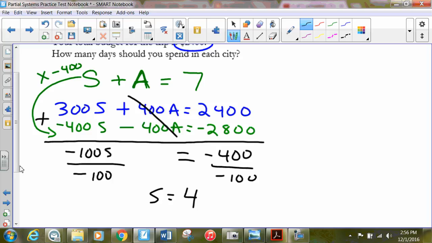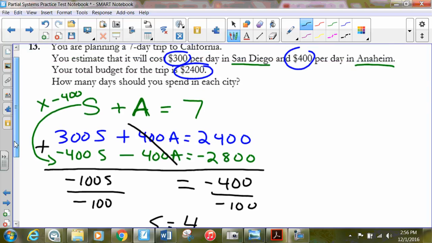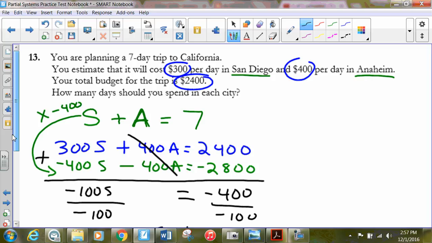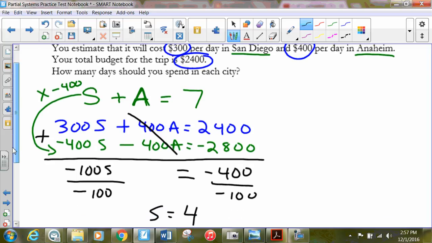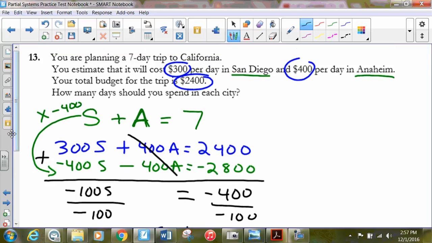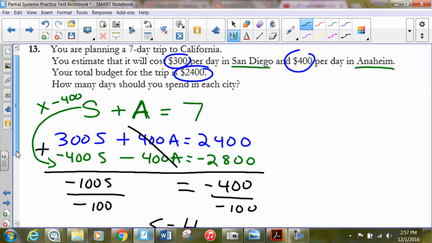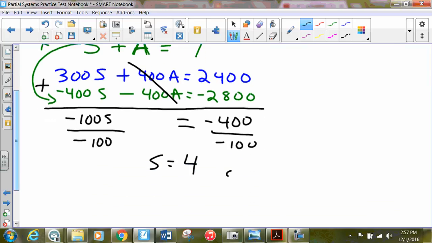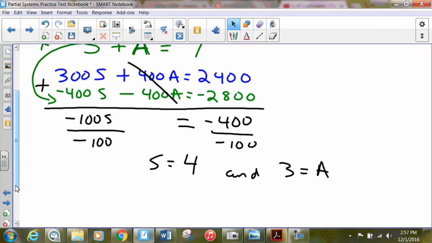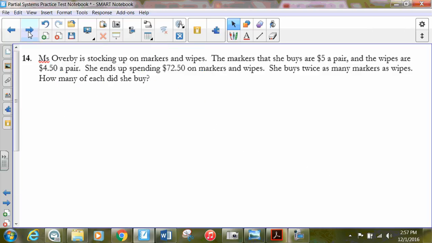What does S equal? S equals the number of days that we're going to be spending in San Diego. 4 days in San Diego. Since it's a 7-day trip, I know that we'll be spending 3 days in Anaheim. I could say A equals 3, either way. Since together, I'm spending 7 days in both cities. Awesome. All right, let's look at the next one.